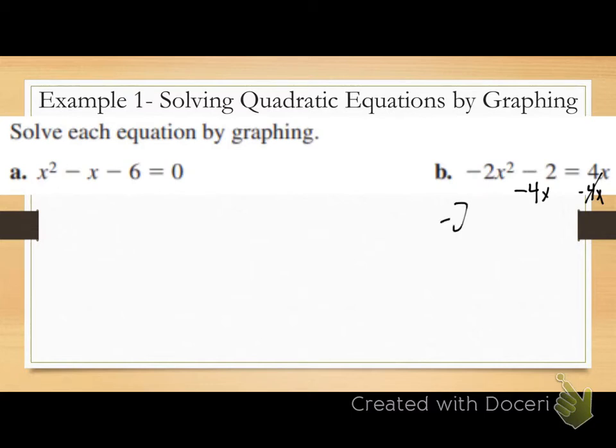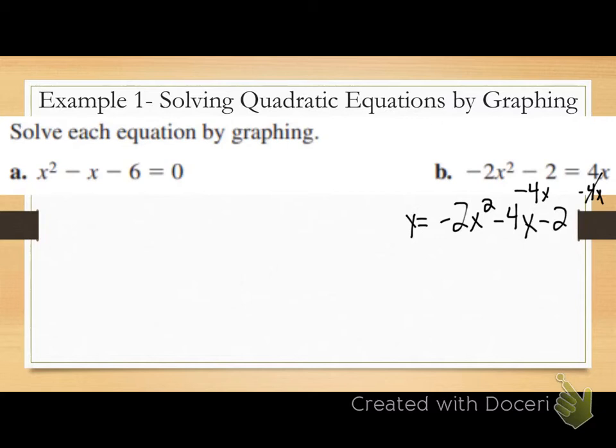So I'd get negative 2x squared minus 4x minus 2. And there's the equation I'm graphing. Everyone good with that? If everything's not on one side, I've got to get it to that side so it's in standard form. Now I can start creating my table of values, trying to graph it to get my x-intercepts.